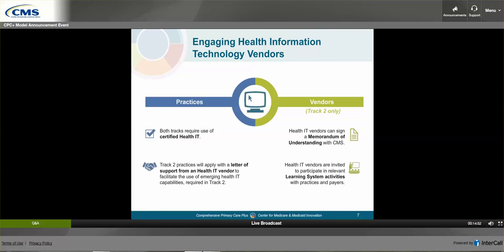Operationally, Track 2 practices will apply to CPC Plus with a letter of support from their vendors to facilitate the use of emerging health IT capabilities. After the practices are selected, the health IT vendors for participating practices will sign a simple MOU with CMS.